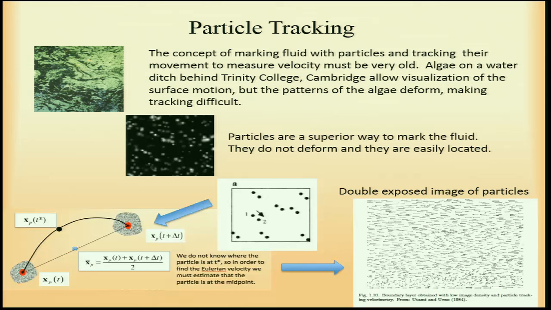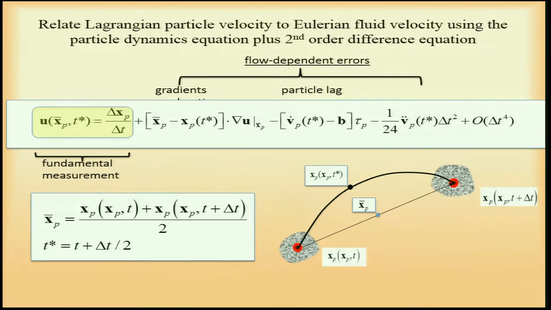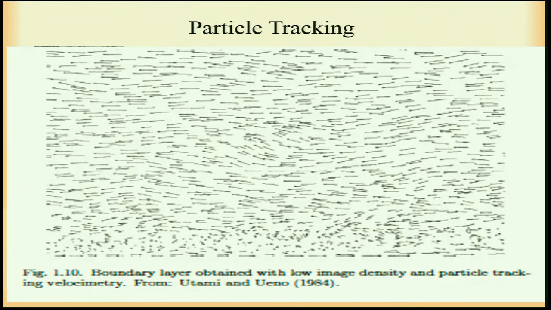So this is an example that was also done very early of particle tracking by Utami and Ueno. And you can see that they got a pretty good picture. I'll blow that up on the next slide. There we go. Now observe that the vectors are randomly located, and they're fairly sparse, okay? And they're certainly not on a uniform grid.